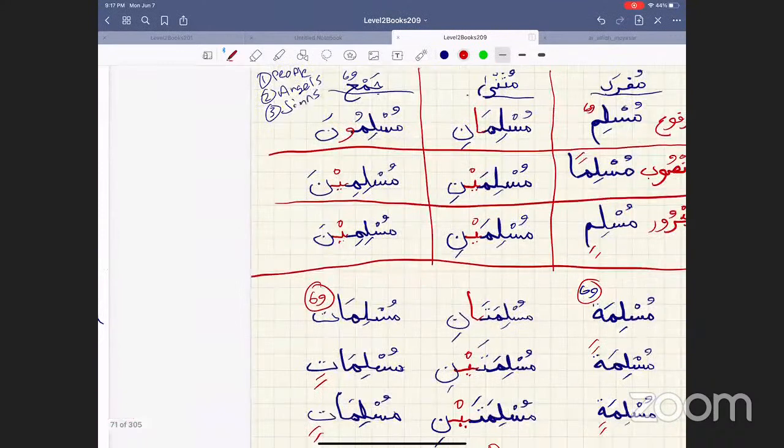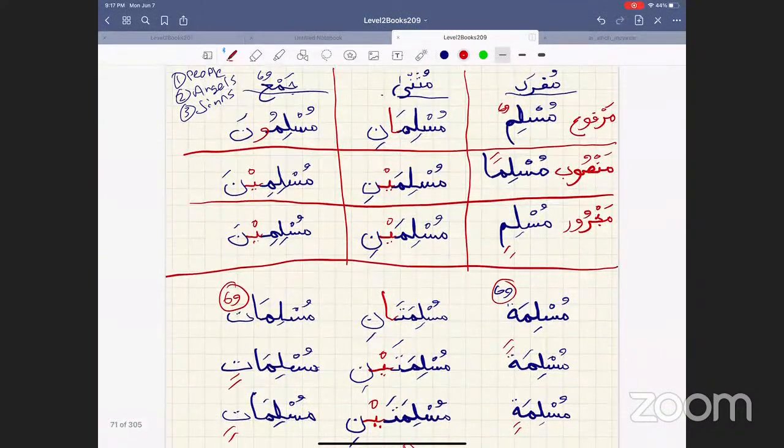So what do we mean by the Muslimun chart? This one. As you see, the first row is mufrad, right here where I'm pointing. Mufrad means singular. The second word is muthanna, which means dual. And then jam'un, which means plural.